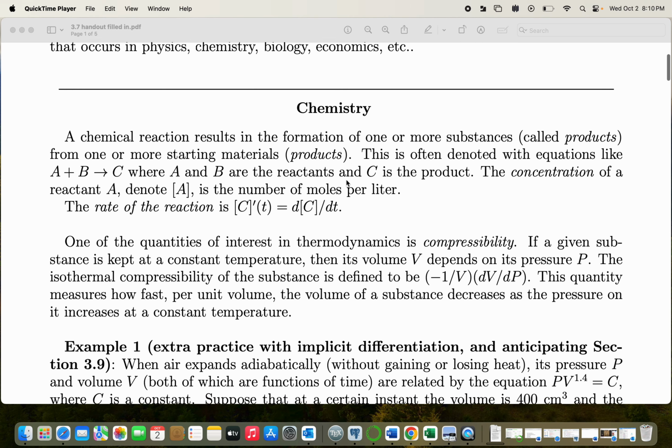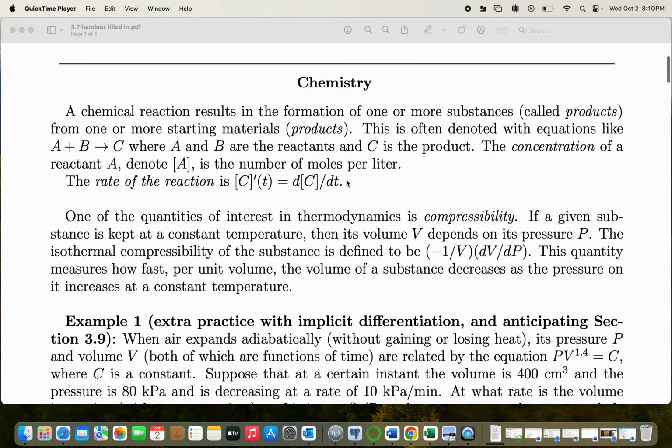So just for example, in chemistry, a chemical reaction results in the formation of one or more substances, and you often use equations like this to denote such a thing. So A plus B combined to give you C, and you can use notation like this to denote concentration. And so you can talk about the rate of change of the reaction. So how quickly is C being made? Slowly or quickly? So d[C]/dt is the rate of change of that concentration of the product that's being made.